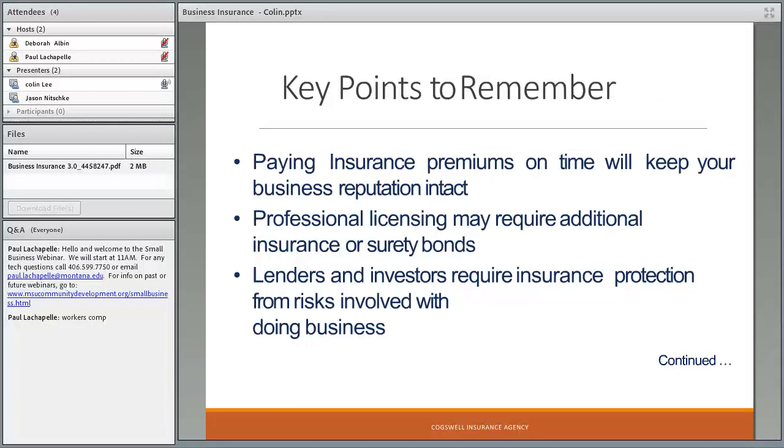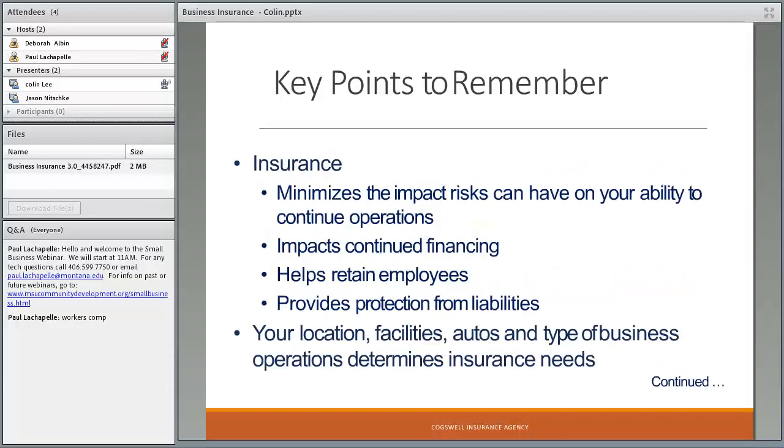So just a couple of key points to remember here. We're running toward the end. Paying your insurance premiums on time will definitely help your reputation. Professional licensing may be required for some of your insurance needs and surety bonds. Lenders might require your protection and insurance. Minimize the impact risks have on the ability to continue operations and continued financing, and it helps you retain employees and provides protection from liabilities.